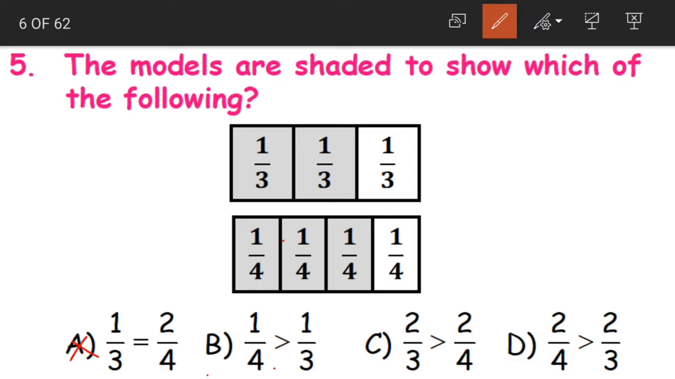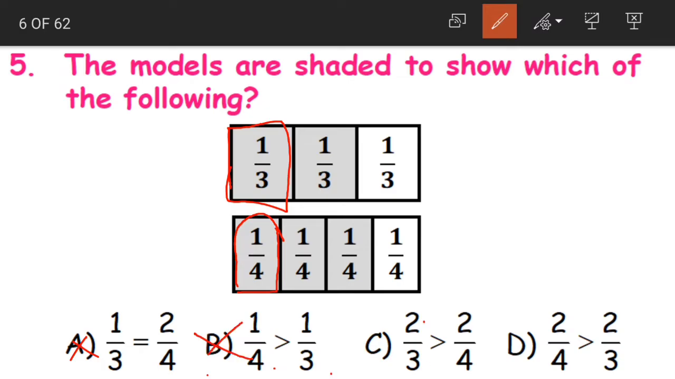Next, option B. 1 by 4 is greater than 1 by 3. Now we are seeing 1 by 4 here and we are seeing 1 by 3. Which is the greater portion, children? 1 by 3 is the greater portion. So option B is also wrong here.